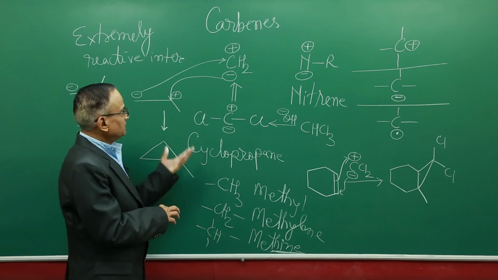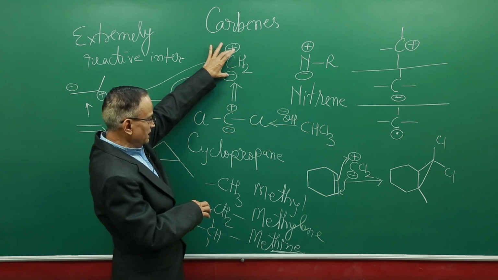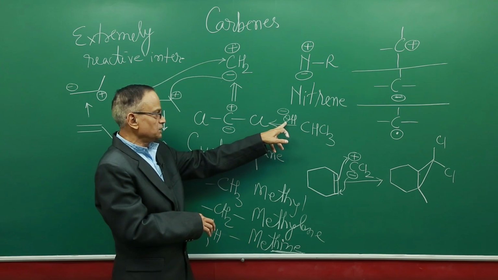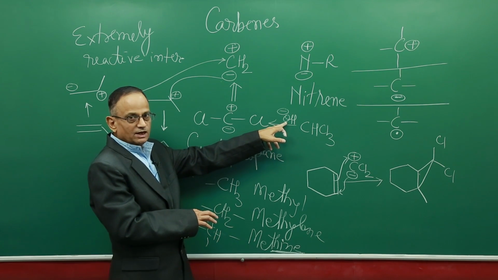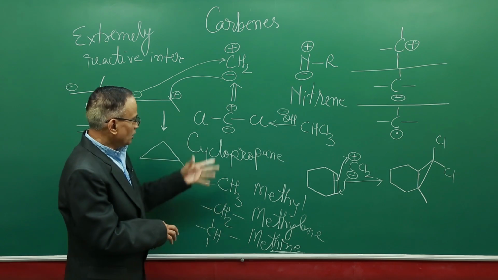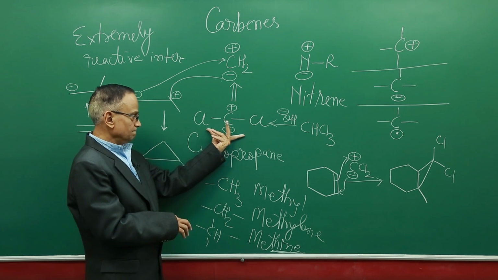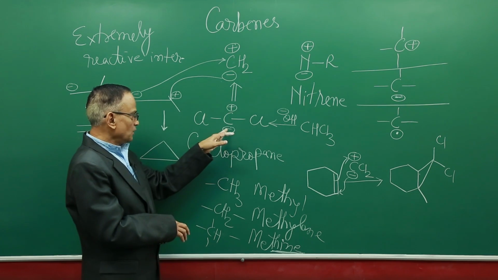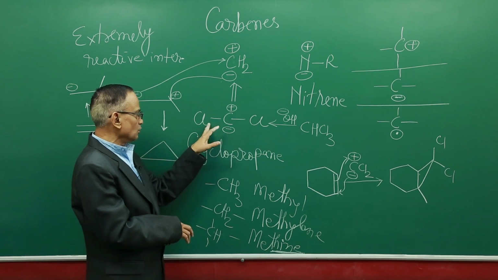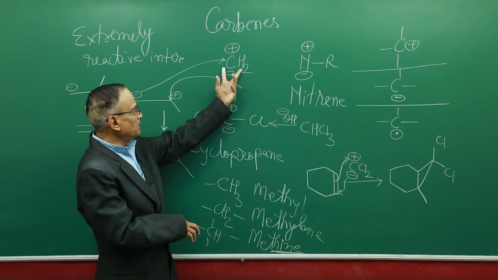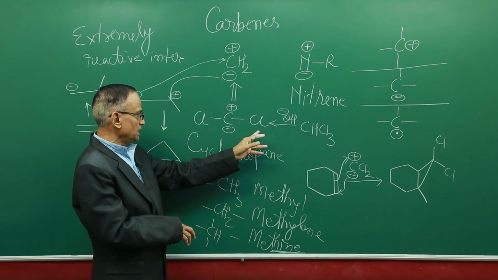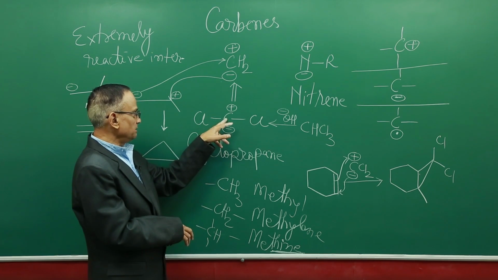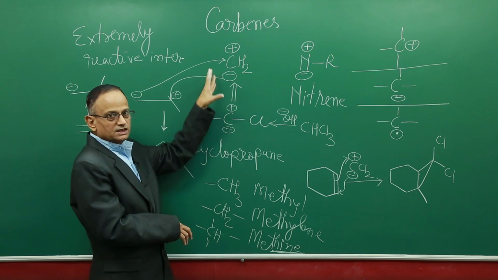There are different ways you can generate a carbene. One simple example is you take chloroform, treat it with OH minus, simple base, NaOH, KOH, anything. What you get is a carbene. Now there are two chlorines attached to this instead of hydrogens. So therefore this is called dichlorocarbene. This is a simple carbene. Here two hydrogens are replaced by chlorines. So therefore it is called dichlorocarbene. Reactivity wise it is the same.